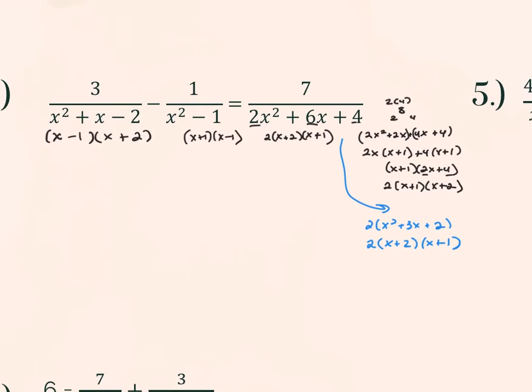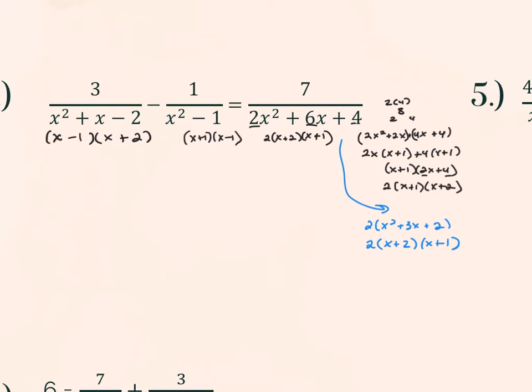Okay, so now what's my least common denominator? 2, x plus 2, x plus 1, x minus 1. Yay! 4 things. Remember how we just said, how is this different from before?